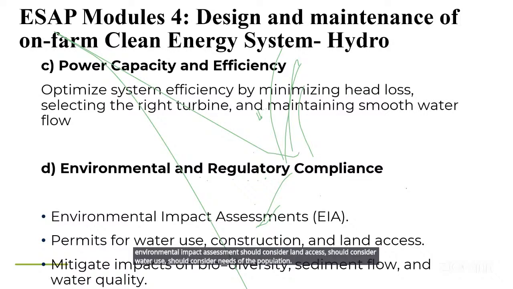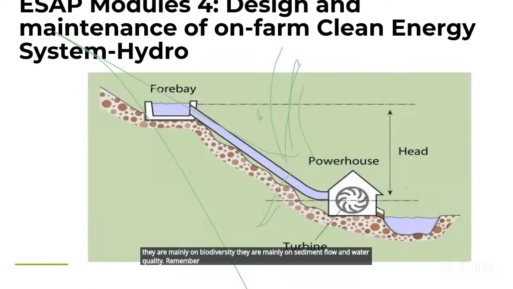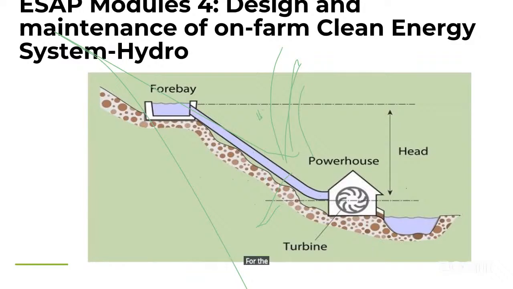And we have to see, because for sure, when you set up a hydropower plant, you have some impact which should be mitigated. And we know how to mitigate some impact. The impact which will be mitigated is mainly on biodiversity, sediment flow and water quality. Remember, when we are diverting water, we should leave 8% of the total amount of water for biodiversity conservation.